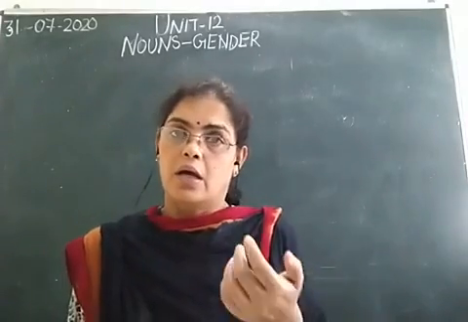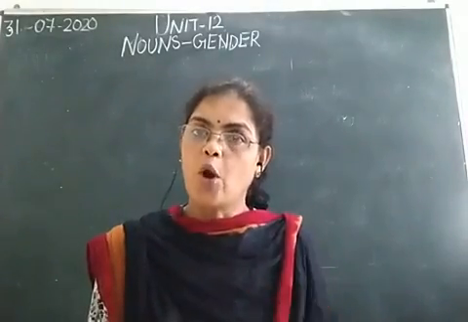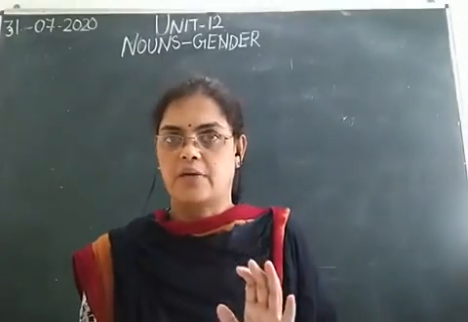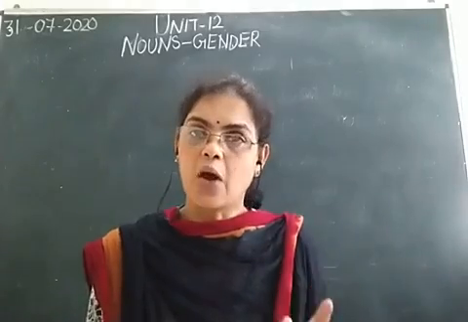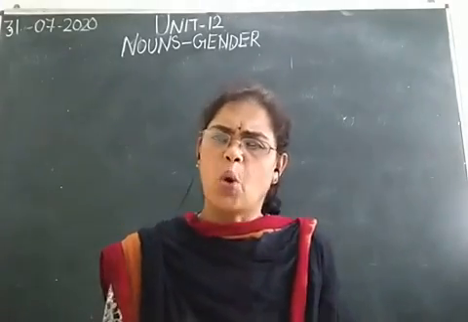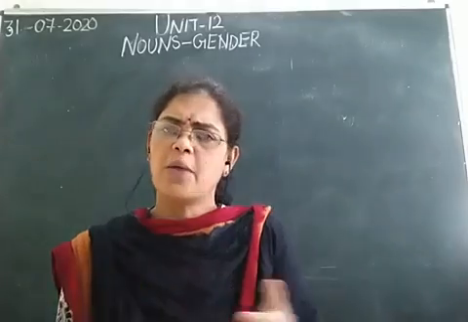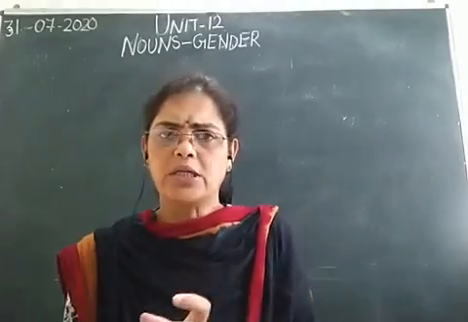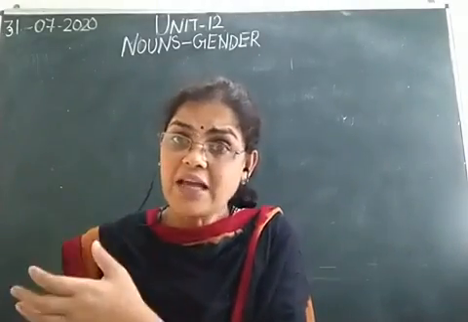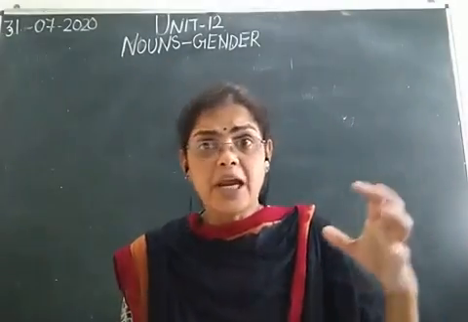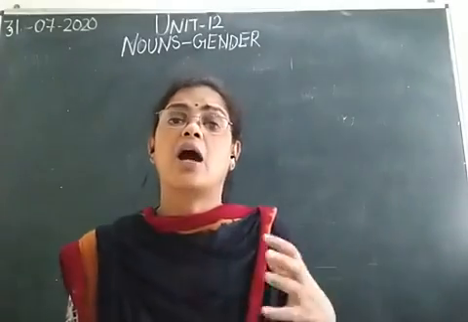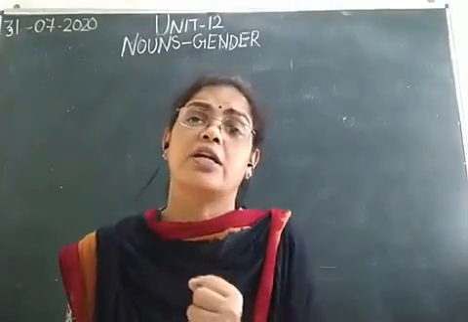Now, there are 4 kinds of gender. The first one is masculine gender. Students, a noun that refers to all males: men, boys, male animals like lion, tiger, horse. So nouns that denote all males are of masculine gender.